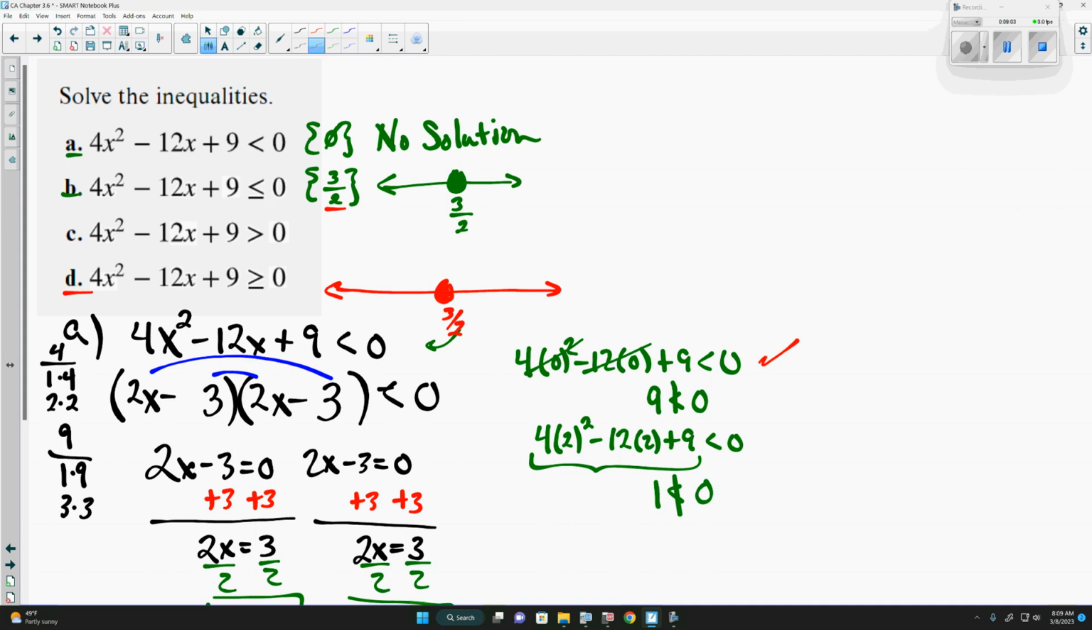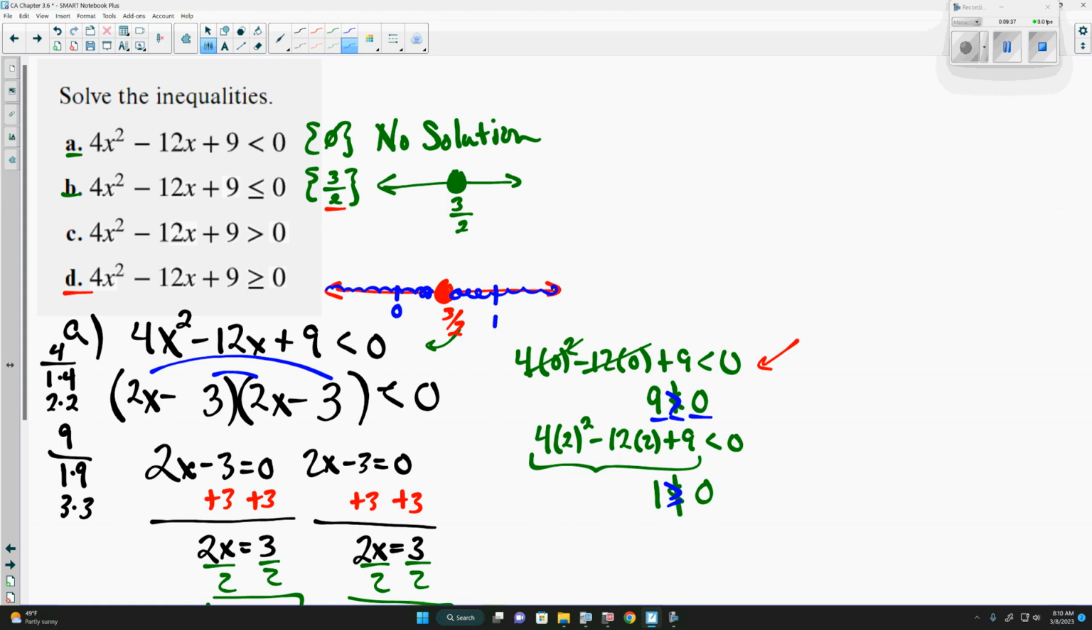And really just, not so much cheating, but just reutilizing what we've had before. We know when x is 0, it does give us a true statement because we had 9, which would be greater than or equal to 0, yes? So all the points to the right would be included, or to the left would be included. Here, if we chose 1, is 1 greater than or equal to 0? Yes.